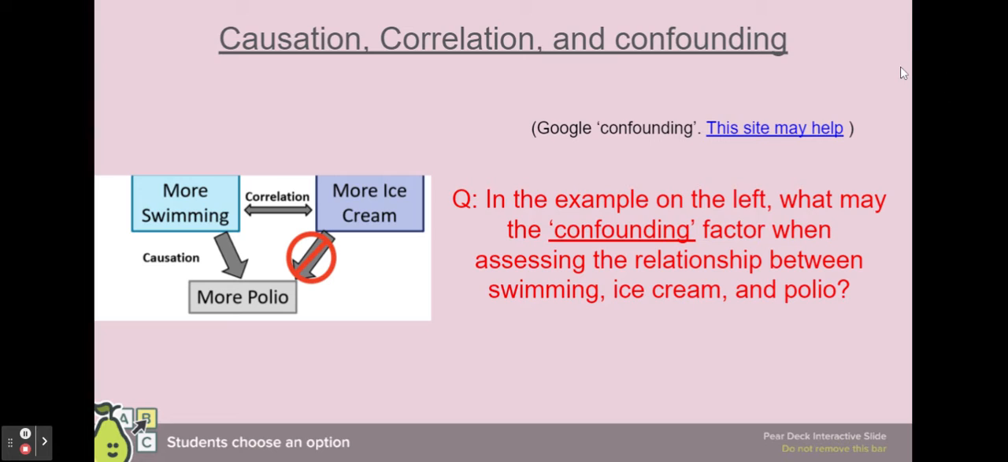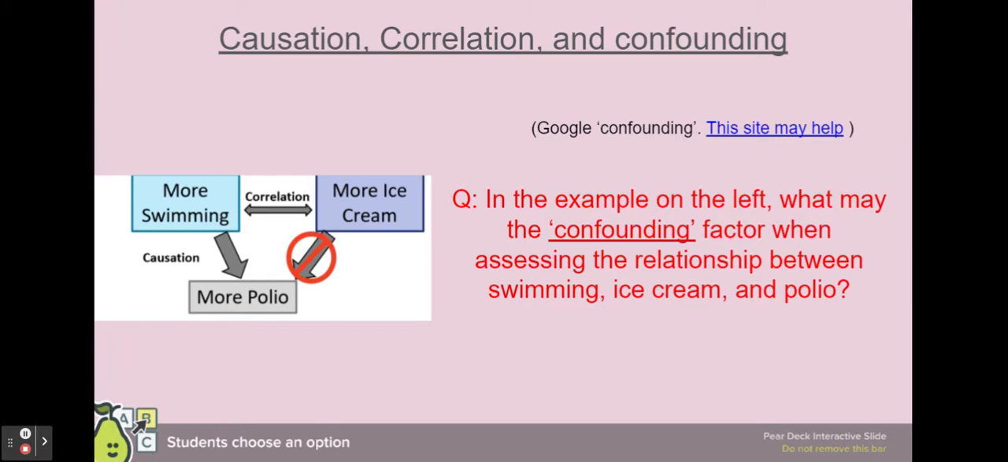So I want to bring in a third vocab term. We've got causation, we've got correlation, and now I want to introduce confounding. Causation is X causes Y. Correlation is two things have a similar trend. Maybe they go up together, maybe they go down together. There's a relationship between them possibly, but it's not a direct causative relationship.